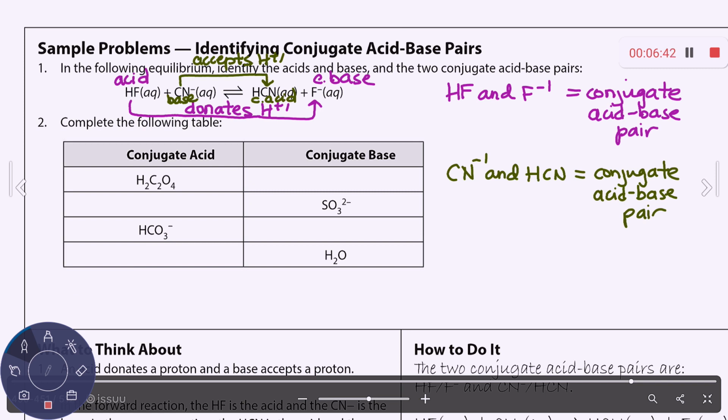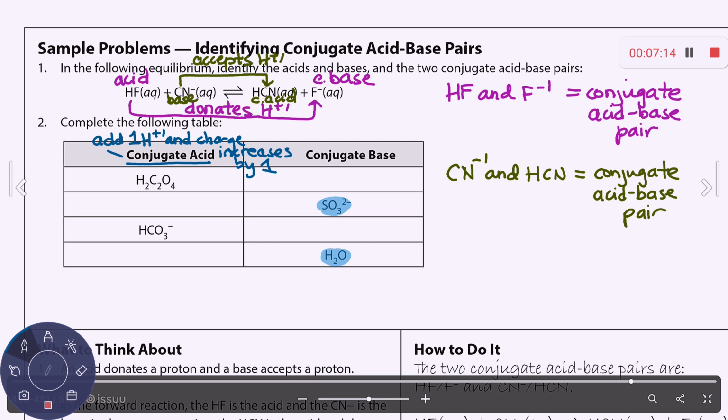Number 2. If I ask you to write the conjugate acid of something, what you're going to do here is add 1 hydrogen, and the charge increases by 1. So I have these 2 examples. We're going to add a hydrogen, and we're going to bring the charge up.